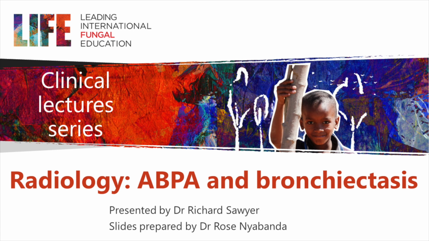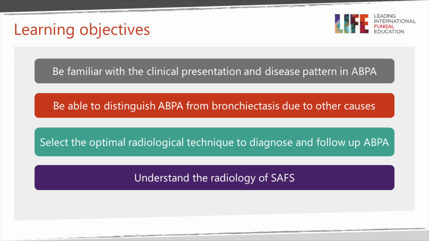I want to talk about bronchopulmonary aspergillosis and bronchiectasis, and in particular the radiological aspects of this. At the end of this presentation, you should be familiar with the clinical presentation, the classification of ABPA and how radiology can make the diagnosis. There are certain features which make ABPA more likely than bronchiectasis from other causes, and we'll talk a little bit about the optimal radiology technique for follow-up especially, and the slight difference from severe asthma with fungal sensitization.